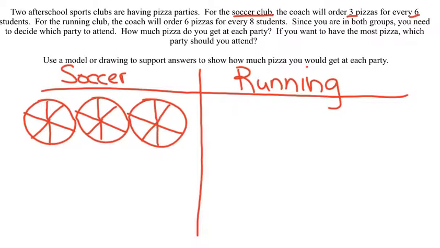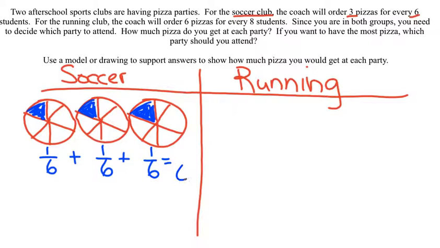Now, one person is going to get 1 slice from the first pizza, 1 slice from the second pizza, and 1 slice from the third pizza. To determine how much pizza that student has been able to eat in all, I need to add these fractions together. So I know that he's eaten 1/6 from the first pizza, 1/6 from the second pizza, and 1/6 from the third pizza. When adding those together, I know that my whole stays the same, so my denominator does not change. The amount of slices that I have in each pizza does not change.